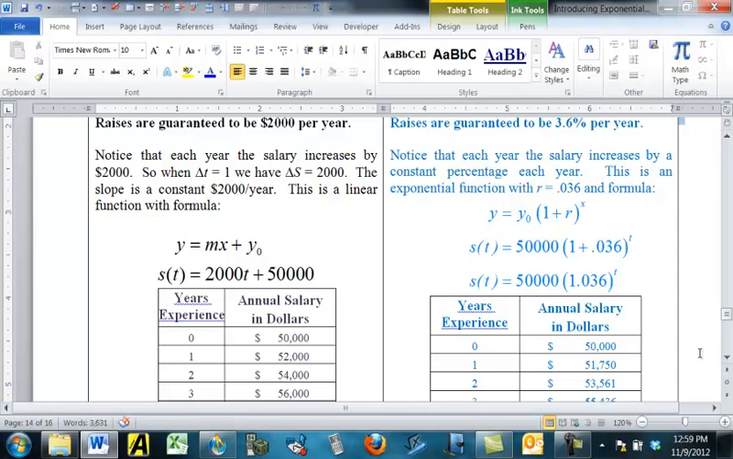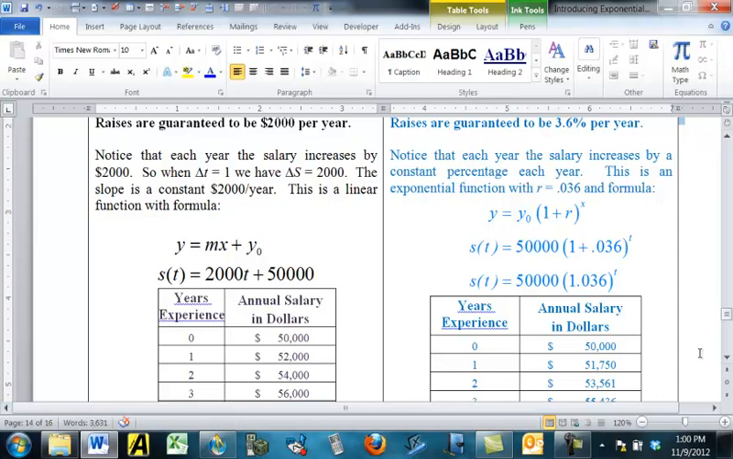R is given to be 3.6%. It's growing, so it's positive r, so that's 0.036. So then you add that to the 1, you get 1.036 is your base. And so your salary as a function of time is 50,000 times 1.036 to the t. So 3.6% of 50,000 is 1,800. Add that on, so your next year's salary.